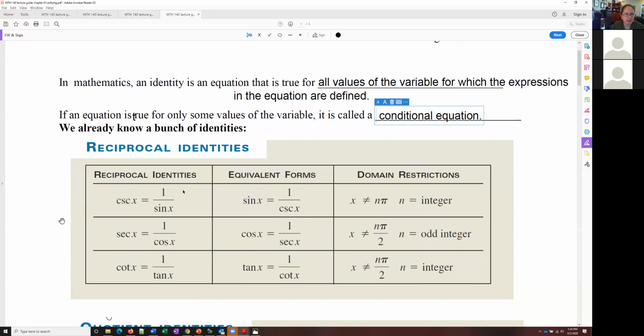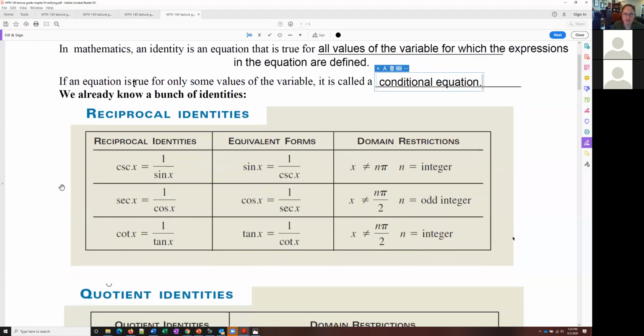So we know the reciprocal identities. We know that cosecant x is equal to 1 over sine x, and sine x is equal to 1 over cosecant x. And we know secant x is equal to 1 over cosine x, and cosine x is equal to 1 over secant x. We know that cotangent x is equal to 1 over tangent x, and that tangent x is equal to 1 over cotangent x. And of course, we're not allowed to divide by 0, so there are some restrictions.